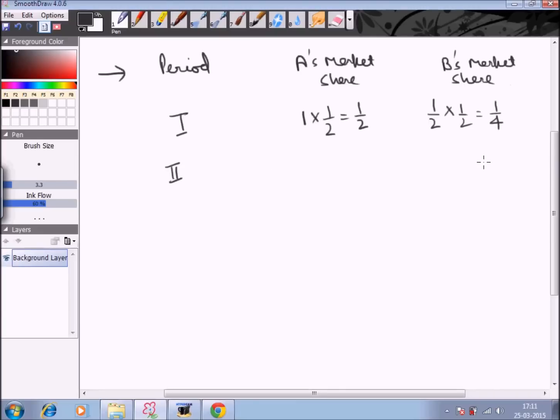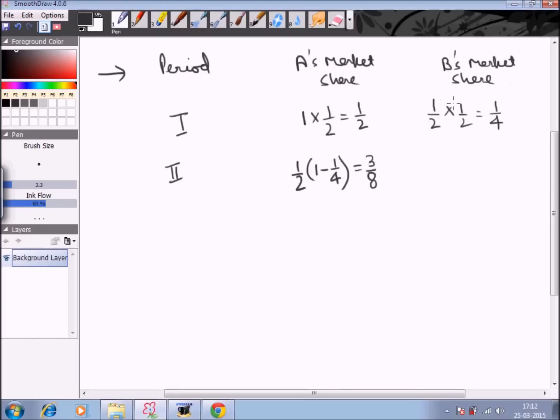Now because 1/4 of the market is being supplied by B, A has to find out how much of the total market is left. So how will he do that? He will supply half of the total market left. That is half into 1 minus 1/4. 1/4 is the market supplied by B, and he will find out the total market left. He will be supplying half of that total market left. So now he will be supplying 3/8 of the total market.